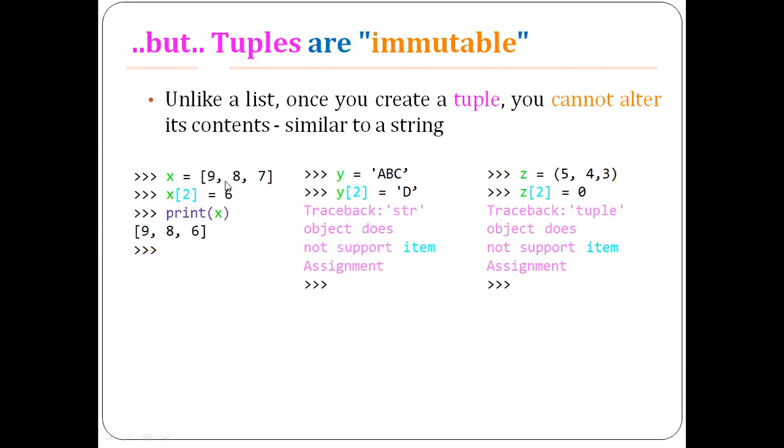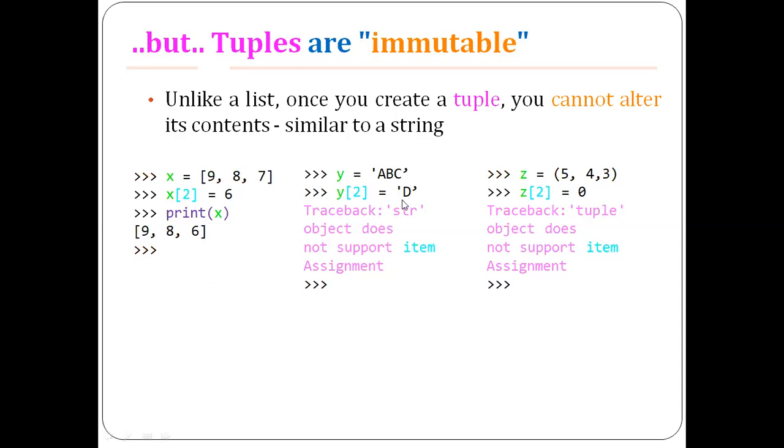In case of the list, you can specify it as x equal to 987, and you can print the value of any element by specifying the index. So in this case, x of 2 is equal to 7. You can alter the value of the items because lists are mutable, right? You can change the contents. That's why x of 2 is equal to 6, that is index 0 1 2. This 7 has been altered to 6, it becomes 986. So that is how you can use the lists.